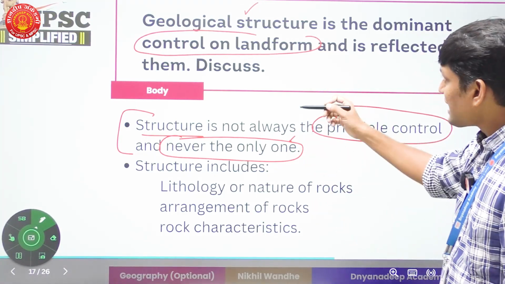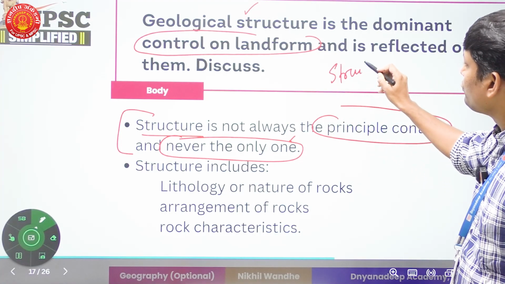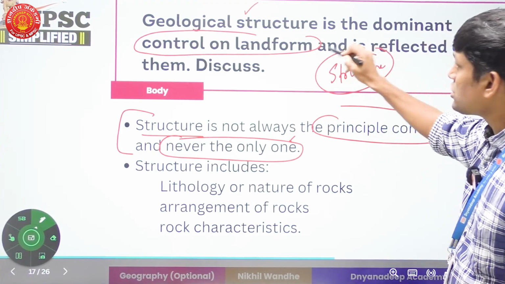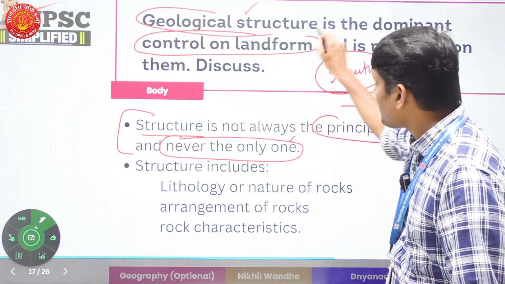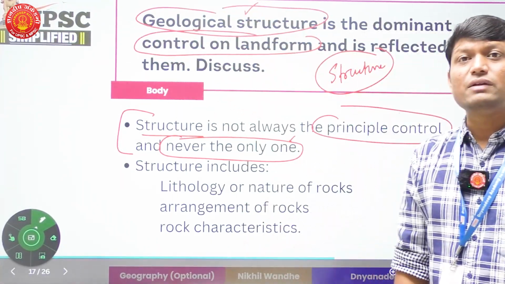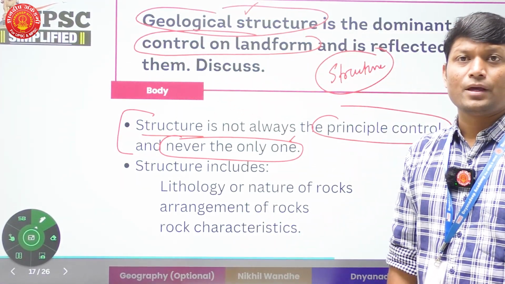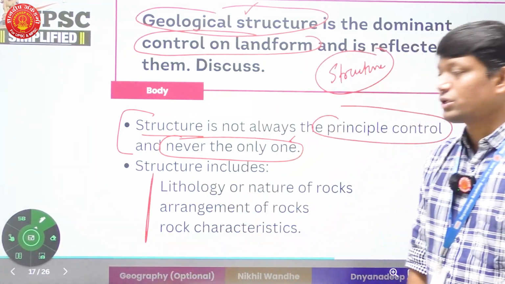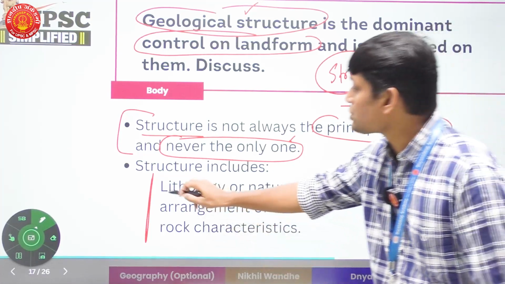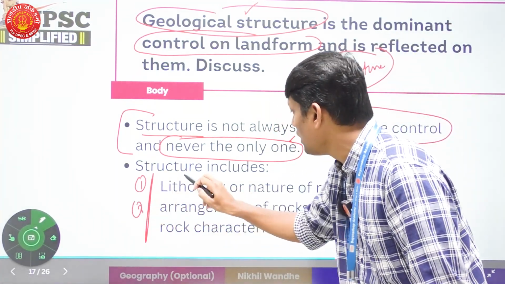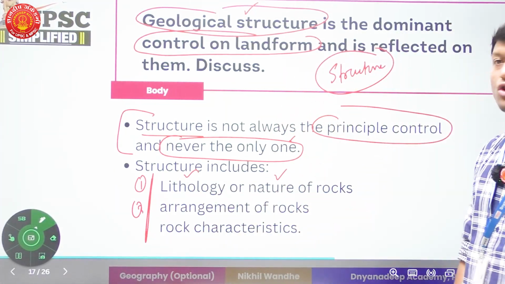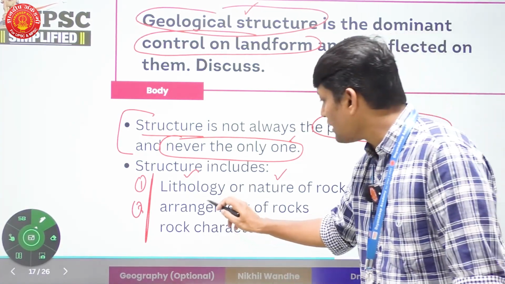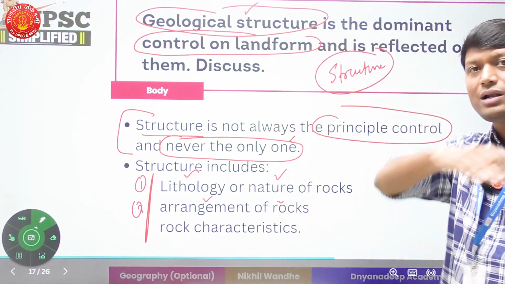Now, as I move further, I also have to define what is geological structure, what all aspects we need to consider when we say geological structure. So in that particular part, I first will define geological structure. In geological structure, there can be three conditions. One, lithology or nature of rock. Second, arrangement of rocks. In what layer it is formed.